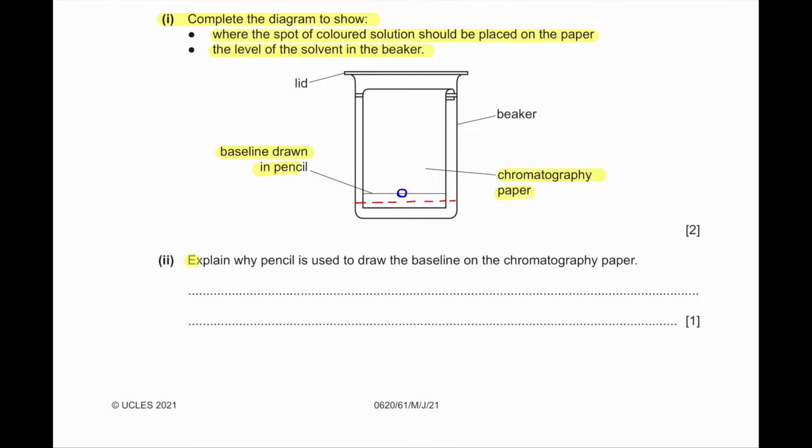Part 2. Explain why pencil is used to draw the baseline on the chromatography paper. Because pencil is made of graphite and graphite is not soluble in the solvent.